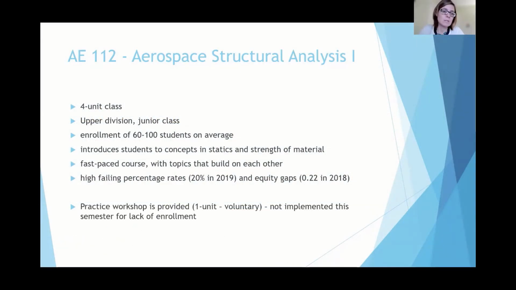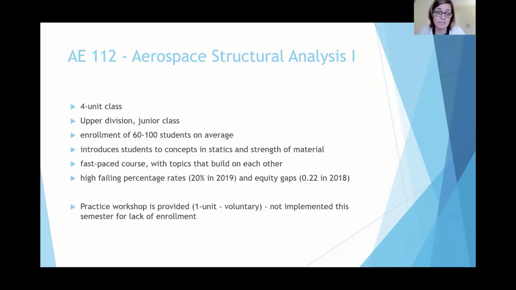So based on these principles, I revised my 112 class. It's a 4-unit upper division junior class. Students take it the first semester, in the fall semester of their junior year, and together with 2 other classes, it's usually their first major exposure to aerospace engineering. The class introduces the concepts of statics and strength of material combined together, and it's therefore a pretty fast-paced class, and each topic builds on each other.